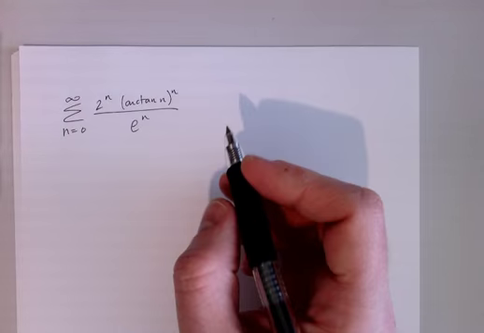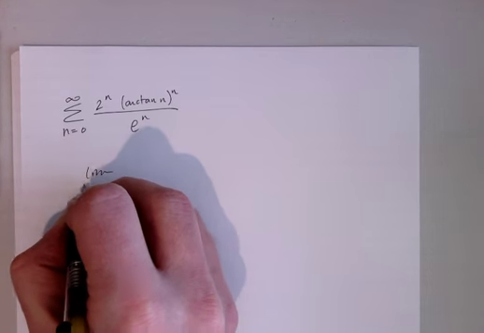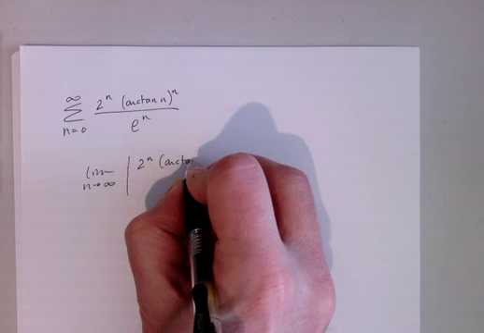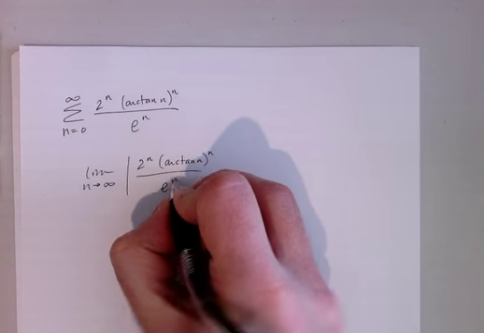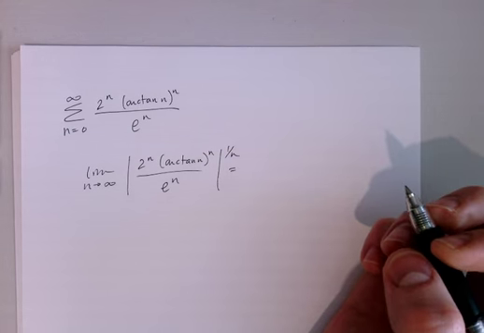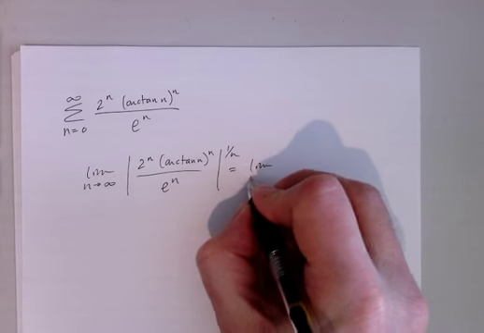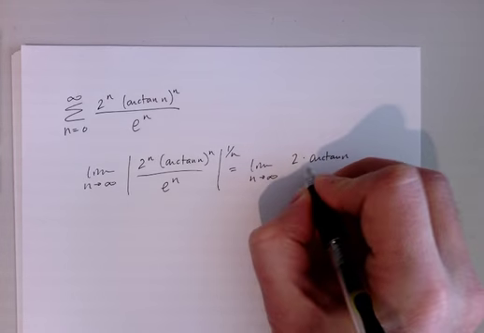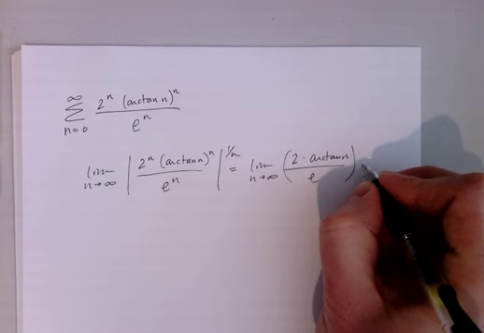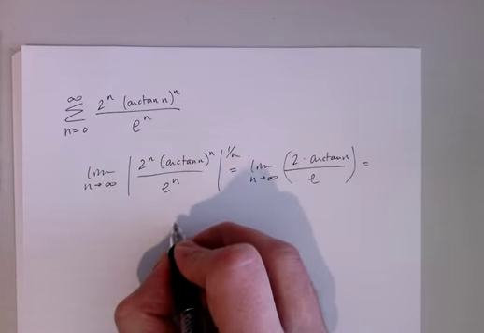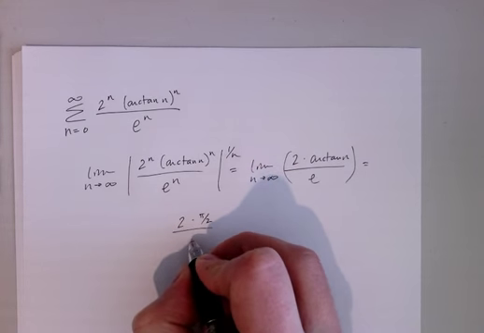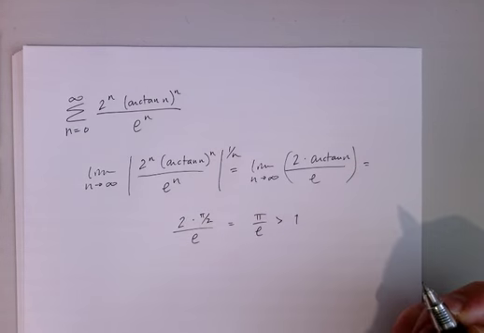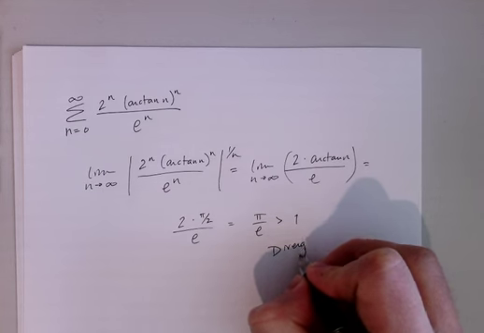This one is the whole function being raised to the nth power, and therefore when I take the limit as n approaches infinity of the quantity 2 to the n, arctan n to the n, over e to the n, all to the 1 over n, because that's the nth root, I wind up getting the limit as n approaches infinity of 2 times arctan n over e. Well, this winds up approaching 2 times pi over 2 over e, or pi over e, that is greater than 1, and therefore is divergent.